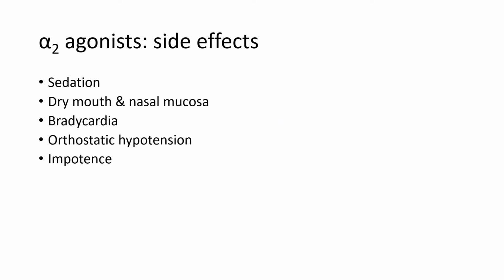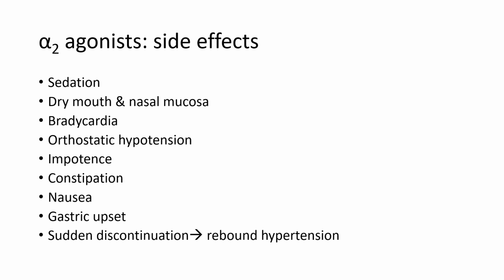Side effects of centrally acting alpha-2 agonists include sedation, dry mouth and nasal mucosa because of the increase in vagal activity, bradycardia, orthostatic hypotension, and impotence. Constipation, nausea, and gastric upset are also associated with the sympatholytic effects of these drugs. Sudden discontinuation of clonidine can lead to rebound hypertension, which results from excessive sympathetic activity.